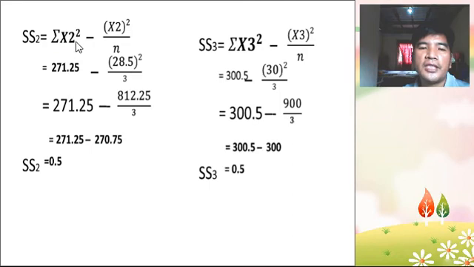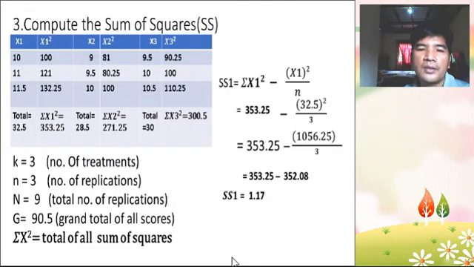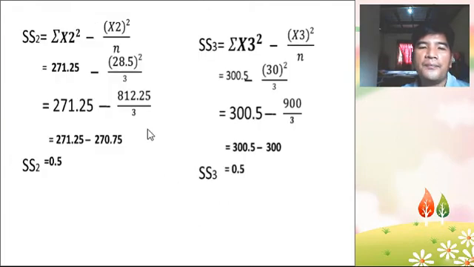For the sum of squares for treatment 2, it is 271.25. Where did we get this one? Okay, it was taken from this one. You can go back to that table. 271.25 minus the total for treatment 2, which is 28.5, squared, divided by 3. 28.5 times 28.5 is 812.25, divided by 3 equals 270.75. So you can now subtract 271.25 minus 270.75 equals 0.5.